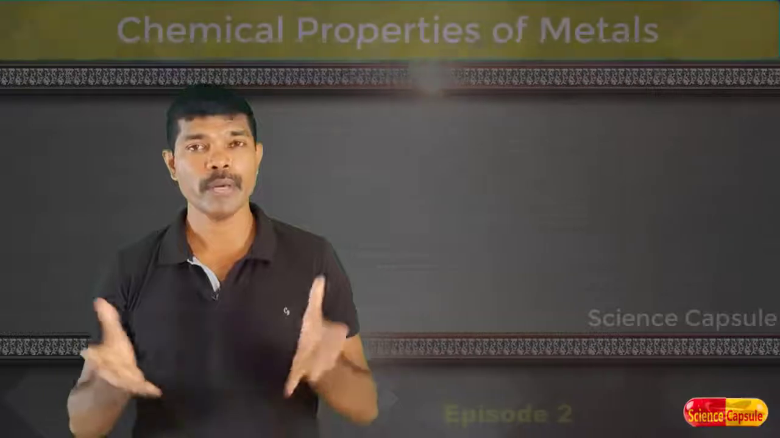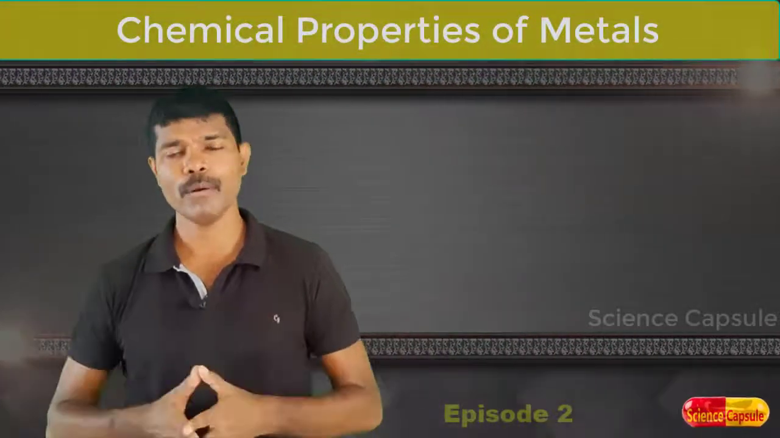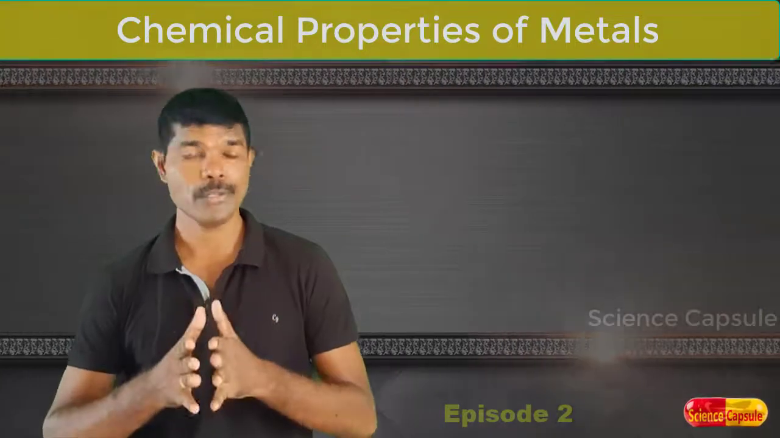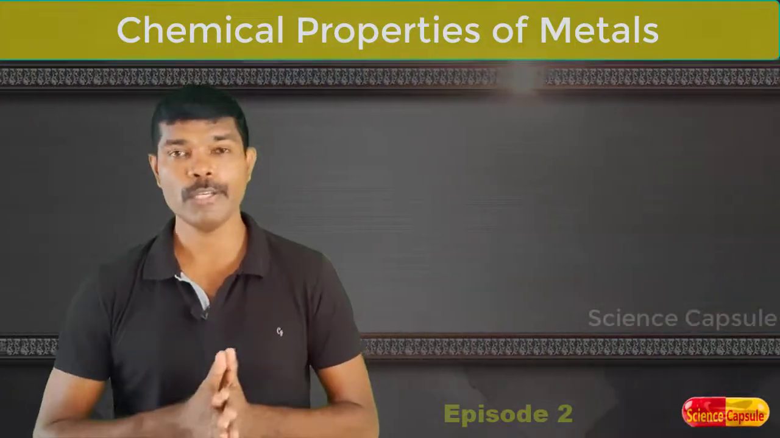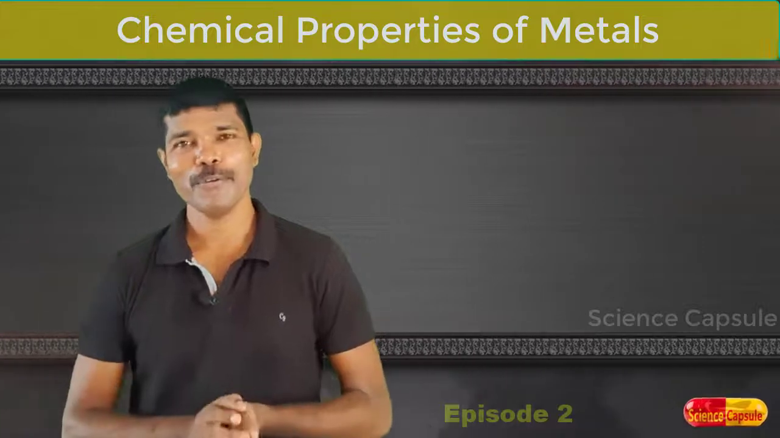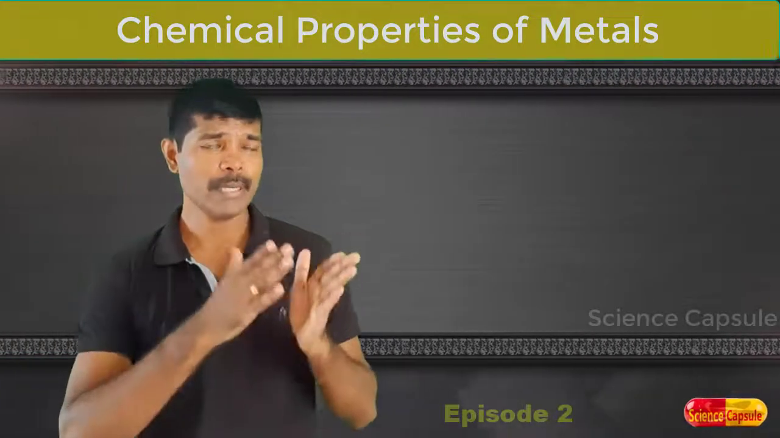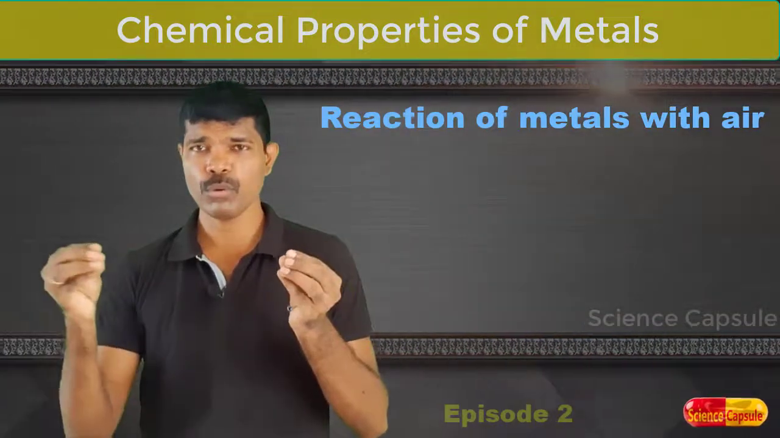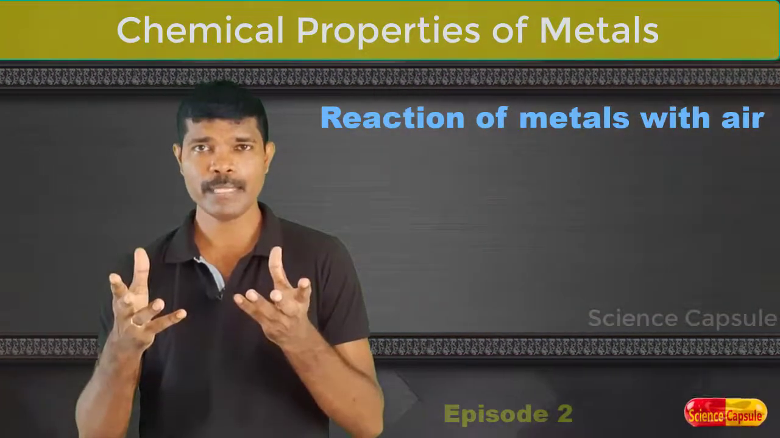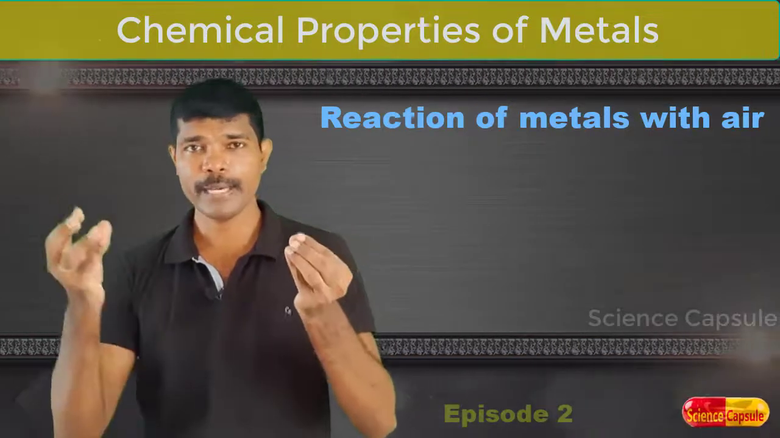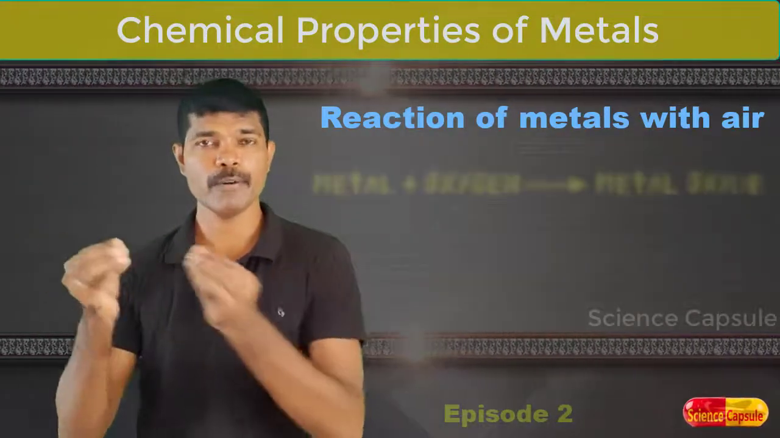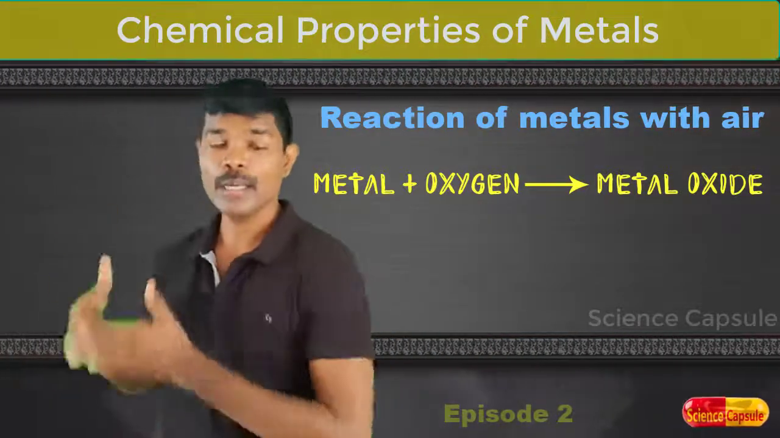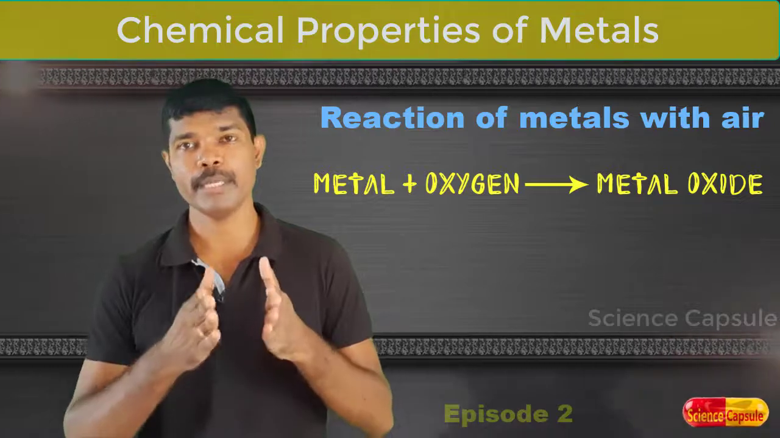In today's episode, we are going to learn about various chemical properties which are very important as far as the examination is concerned, as well as for personal knowledge. The first chemical property we are going to learn is what happens when metals react with air. Basically, when metals are exposed to air, in simple words we can say that metals react with oxygen. Air means oxygen, and it forms metal oxide. So this is the basic reaction. Let us see various chemical equations to support this chemical property.